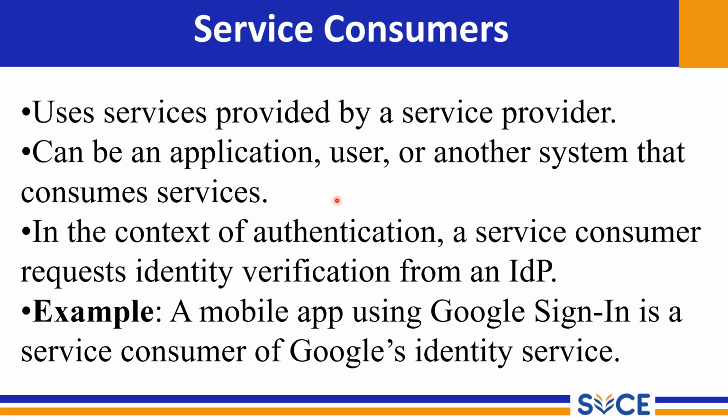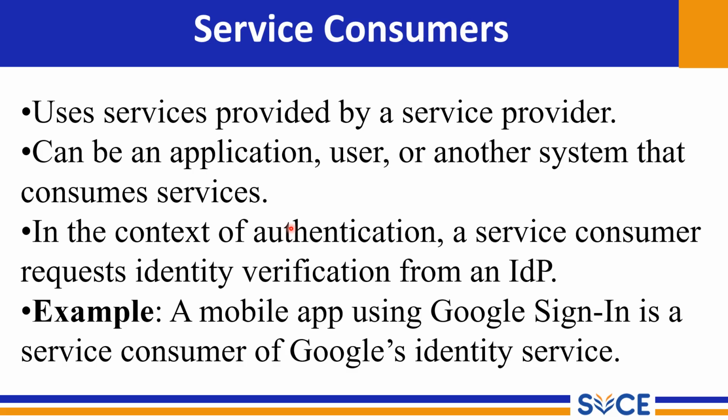For example, a mobile app using Google Sign-in is a service consumer of a Google Identity service. Another thing is that when a user attempts to log in, the app requests verification from the Google Identity provider, checks the user credentials and confirms the identity. It will be checking, right? Once you give the Gmail account, it will ask for some security verification, by means of a phone number or some other security purpose, and then we can log into the particular Gmail account.